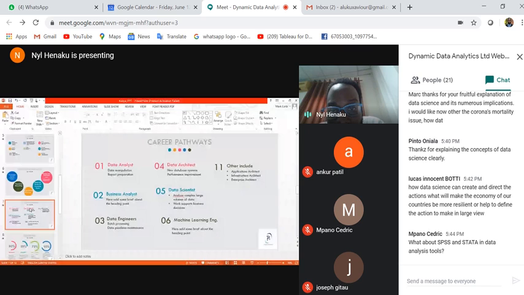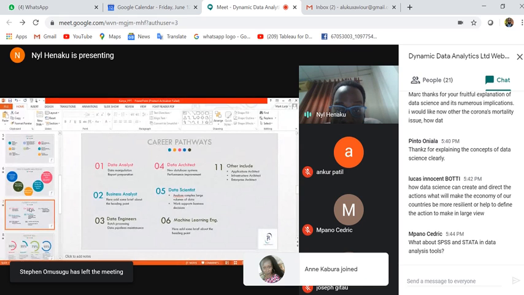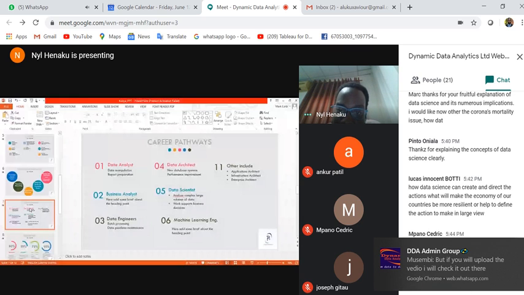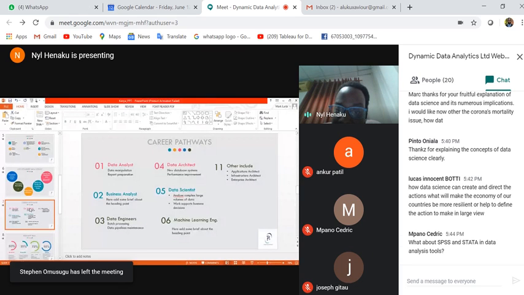So let me move to the next thing, which is the career pathways. In the career pathways, there are a couple of them I would want to talk about. There are numerous actually. So the first one you usually start with is a data analyst, and that is usually a typical actuarial analyst function. It has to do with cleaning data, manipulating data, preparing reports, dashboards, and all that.